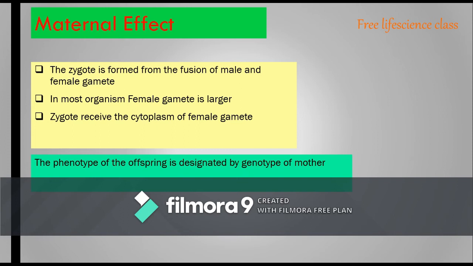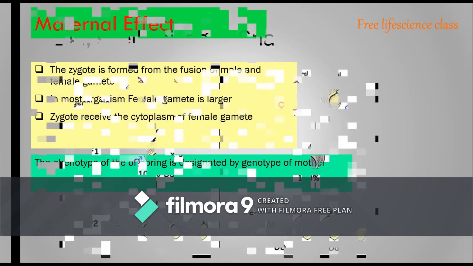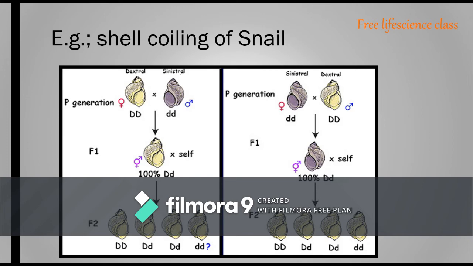Okay. You can understand well with an example. Here you can see this beautiful picture. In this picture, you can see the shell coiling of the snail. Here you can see two types of coiling: one is dextral coiling and the other one is sinistral coiling. In the dextral type, the capital D is dominant. So the dextral is dominant and the sinistral is recessive, that is small d, small d.